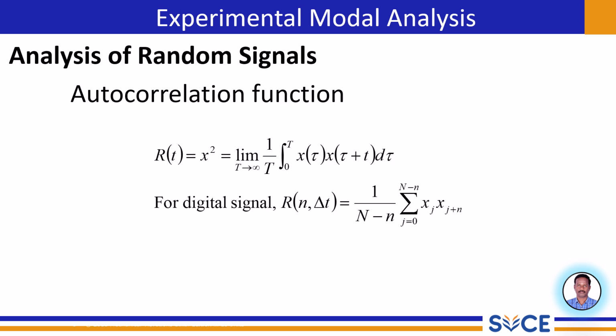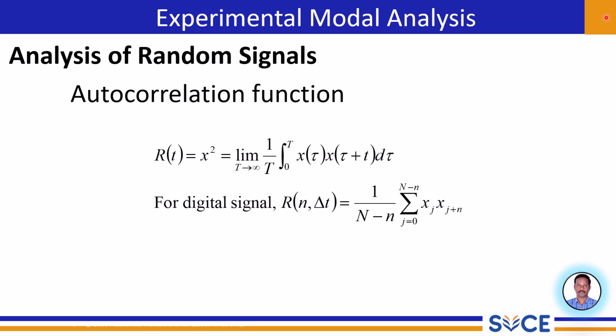Alright, let's delve into another important tool for analyzing random signals in the context of experimental modal analysis. When dealing with random signals, we are often interested in understanding how the signal at one point in time is related to its value at a later point in time. The autocorrelation function provides us with this information. It essentially measures the correlation of a signal with a time delayed version of itself.